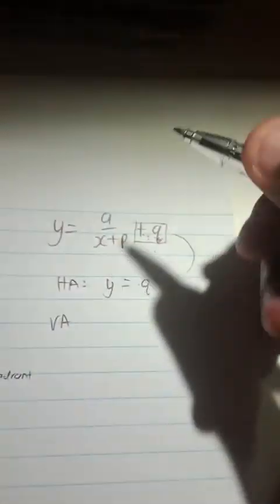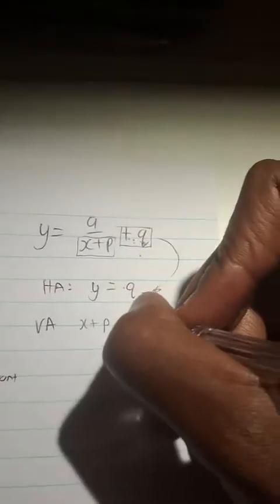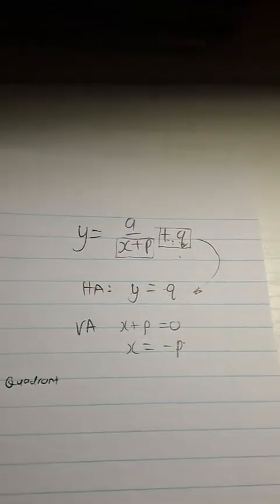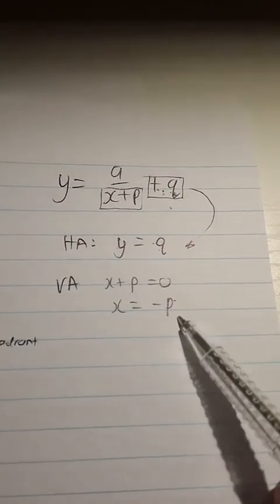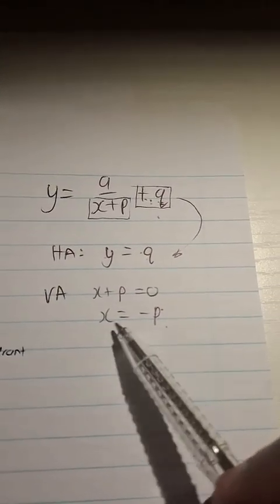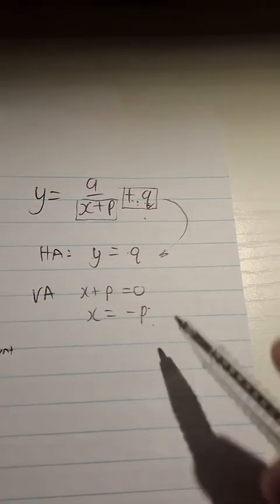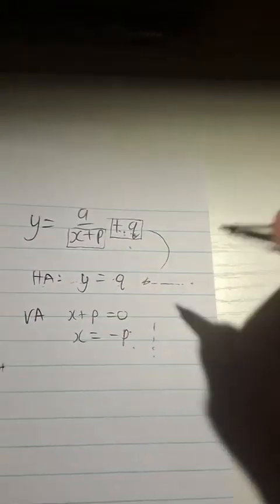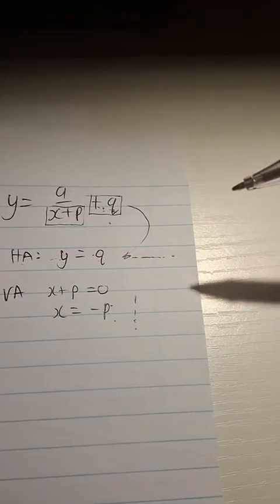Then the vertical asymptote, it's a vertical line. How do we get it? We always take the expression x plus p, whatever the expression is there, we equate it to 0. We solve for that expression. We get x is equal to negative p. That is basically the equation of the vertical asymptote, and it is a vertical line, whereas the horizontal asymptote is a horizontal line. I hope that makes sense, guys.